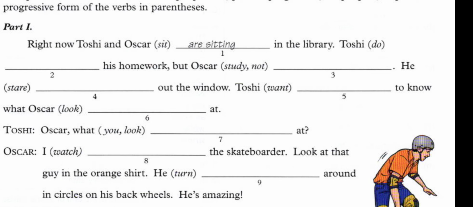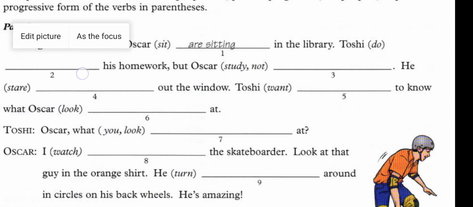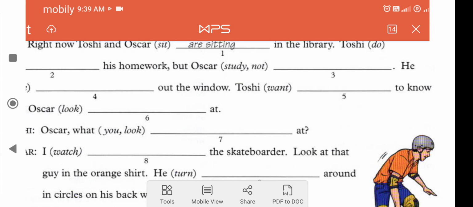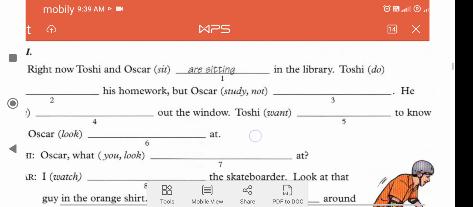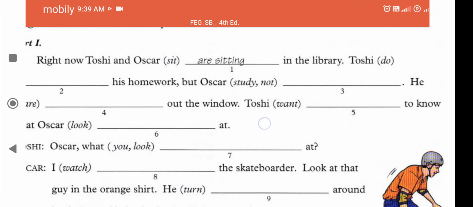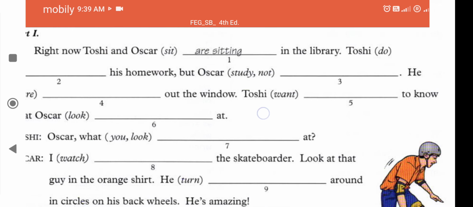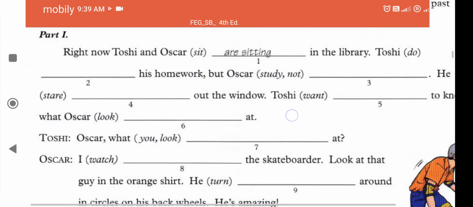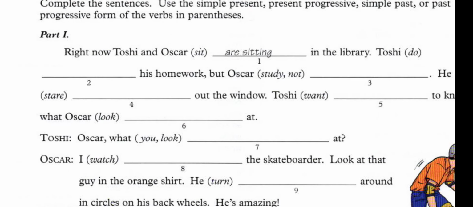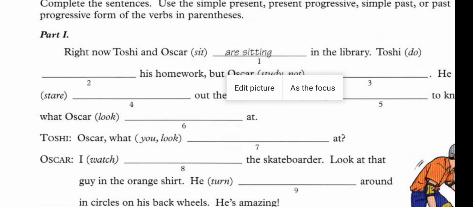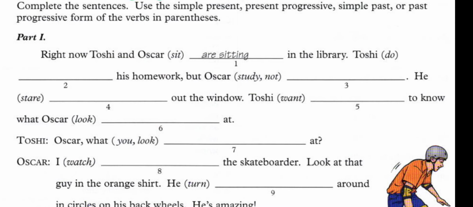Now the following sentence, as if I'm saying, "and right now, Tushi is doing his homework," number 2, "but Oscar is not studying," number 3. So the following two blank spaces are related to the previous sentence with the adverb "now". Number 4, he stares out the window. So here we are still talking about the same situation. So it should be: he is staring out the window.